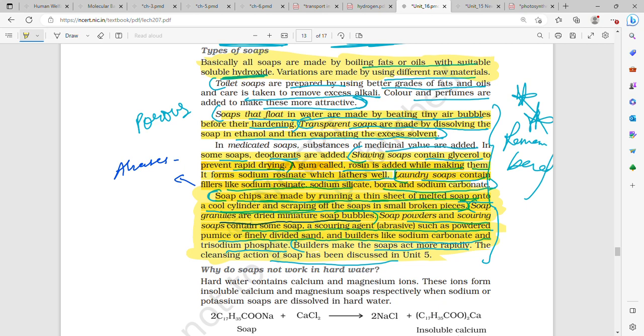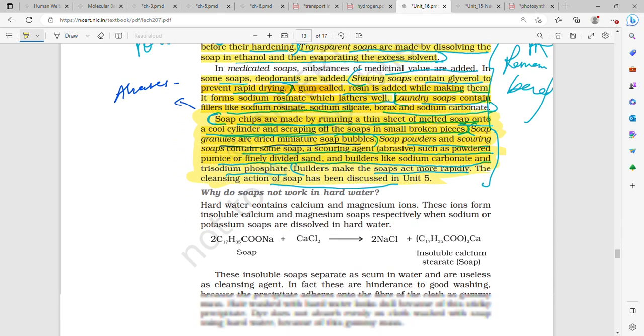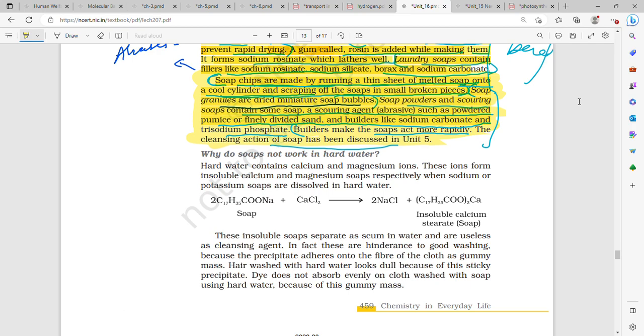Soap powders and scouring soaps contain some soap, a scouring agent or abrasive such as powdered pumice or finely divided sand, and builders like sodium carbonate and trisodium phosphate. Builders make the soap act more rapidly. So to make the soap act more rapidly, builders are used. What are the builders? Sodium carbonate and trisodium phosphate.